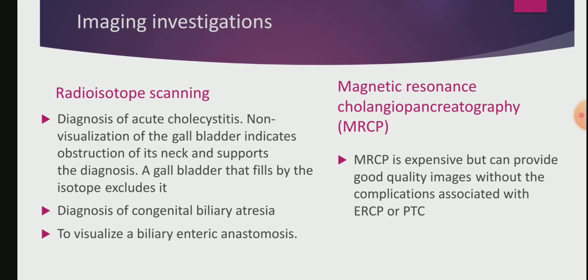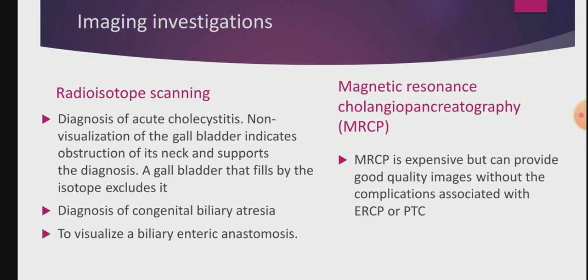Other imaging investigation is the radioisotope scanning to diagnose acute cholecystitis and to visualize the gallbladder. Non-visualization of the gallbladder indicates obstruction of its neck and supports the diagnosis. A gallbladder that is filled by the isotope excludes it. It is also used in diagnosis of congenital biliary atresia and to visualize the biliary-enteric anastomosis.